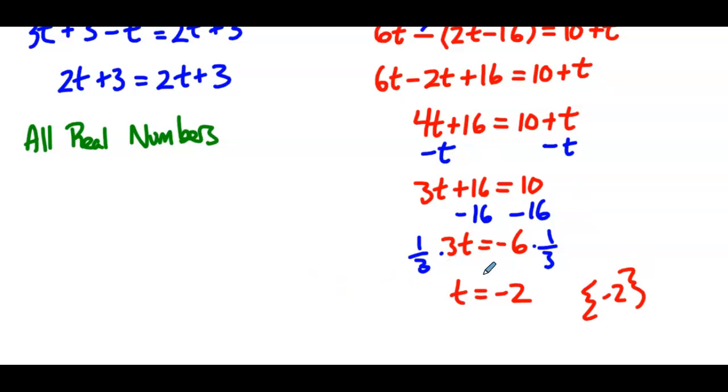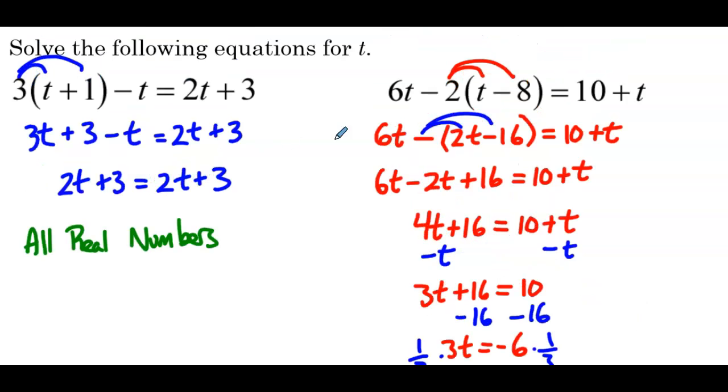Okay, and this one, instead of writing it out, let's just check it verbally. So if we plug negative 2 in, we're going to get negative 12. Inside the parentheses, we get negative 10. Times 2 would be negative 20. So we have negative 12 minus a negative 20, which would be negative 12 plus 20, which is positive 8. On the right side, 10 plus negative 2 is also 8. So we did, in fact, solve this correctly.